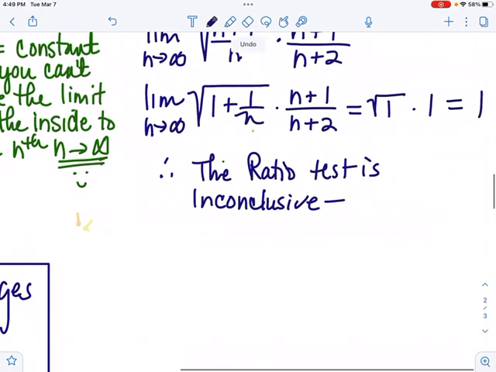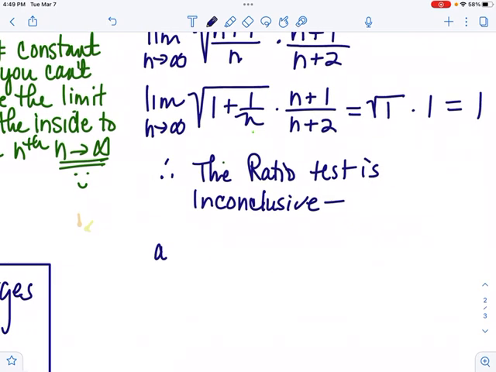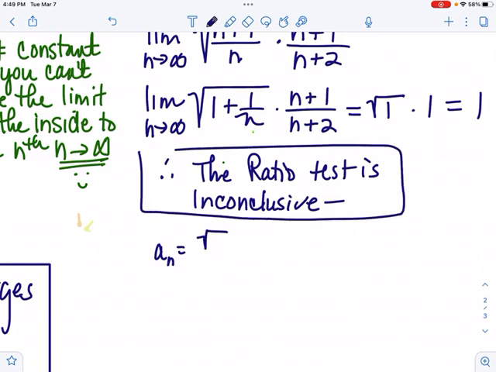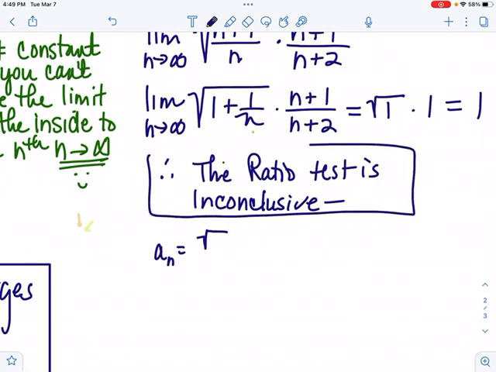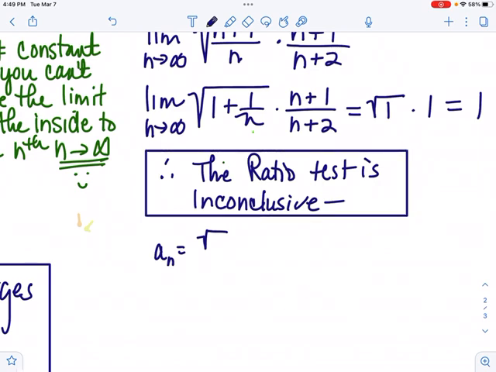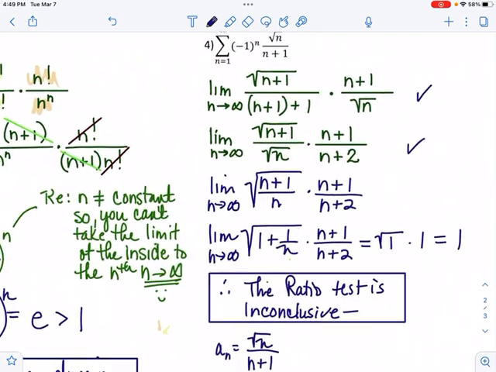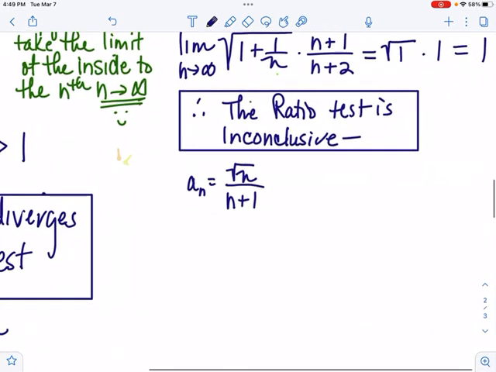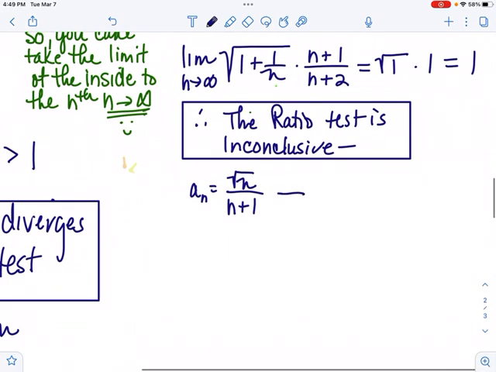So let's look at our a sub n, right? Our a sub n is equal to the square root of n over n plus 1, right? The ratio test is inconclusive, which is kind of part of our answer here, but we want to answer the question fully. There it is. So what I want to do with this is, how about the AST, the alternating series test?